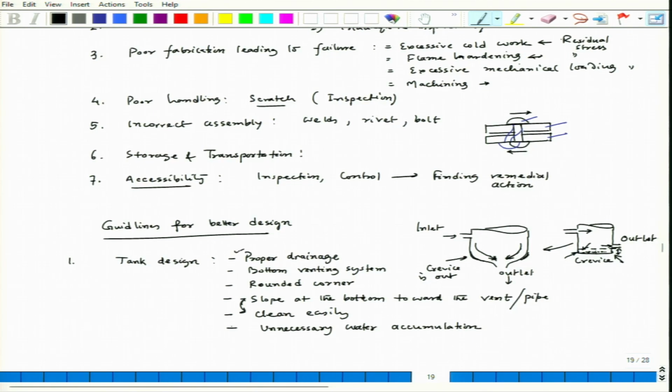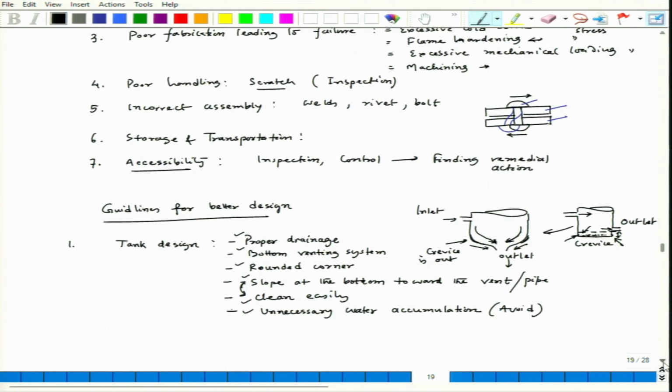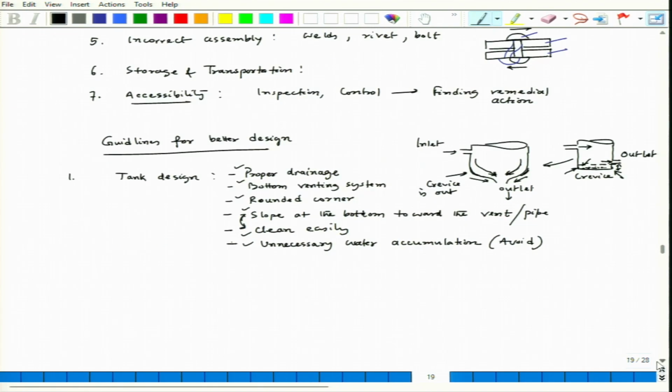Proper drainage is maintained: a bottom venting system, rounded corners, and a slope at the bottom towards the vent. If you see, the slope is towards the vent. It can be cleaned easily, and it can also avoid unnecessary water accumulation. Okay. So, this is about the tank design. These are some of the guidelines for designing a tank. I am not talking about the material part. Okay. So, that material aspect should also be considered.